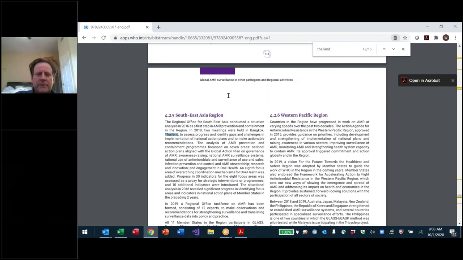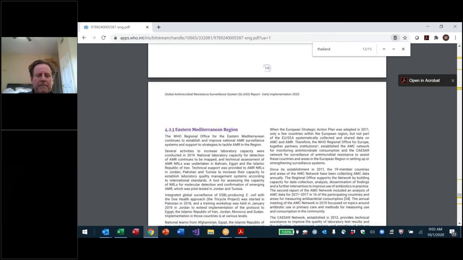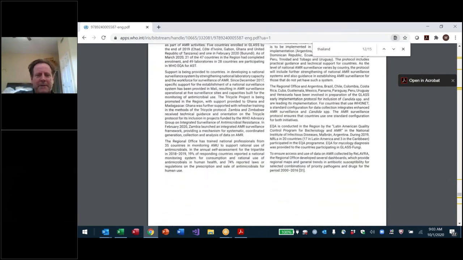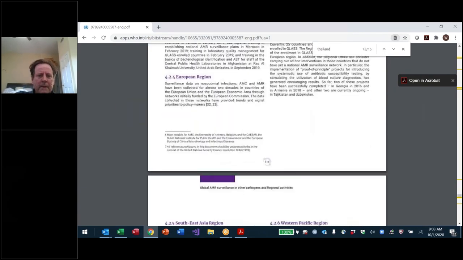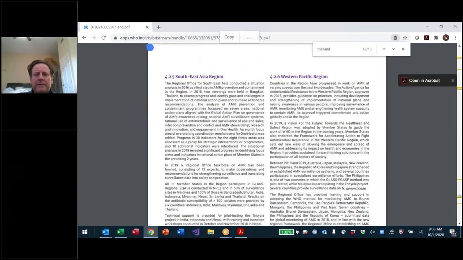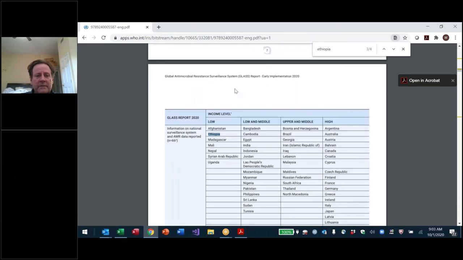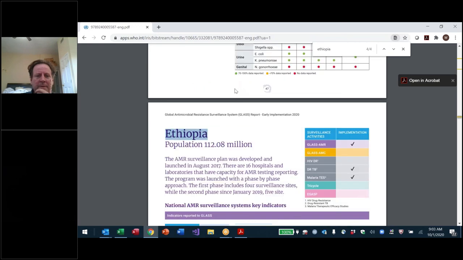That's more GASP. Okay, so here's the page on... I lost it again. It doesn't matter which country I look at. Let me just pick the next country on the list. Let me see if Uganda is here. Well, no, Ethiopia. It says Ethiopia, low income level.